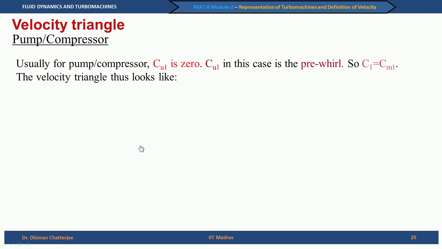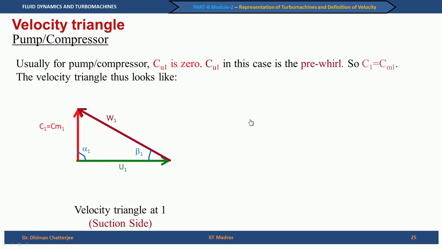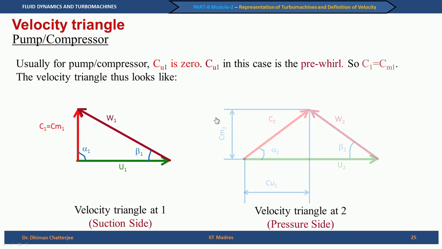We can have, for pumps or compressors, Cu1 to be 0. Cu1 in this case is the pre-whirl, which means that C1 equals Cm1 and the velocity triangle will look like this. It is not necessary that the inlet whirl component of the absolute velocity will always be 0, but many times, at least for design purposes, we take this component to be 0. In that case C1 equals Cm1 and alpha 1 equals 90 degrees, and at the outlet of course we have the usual case, alpha 2 not equal to 90 degrees, it is not possible.